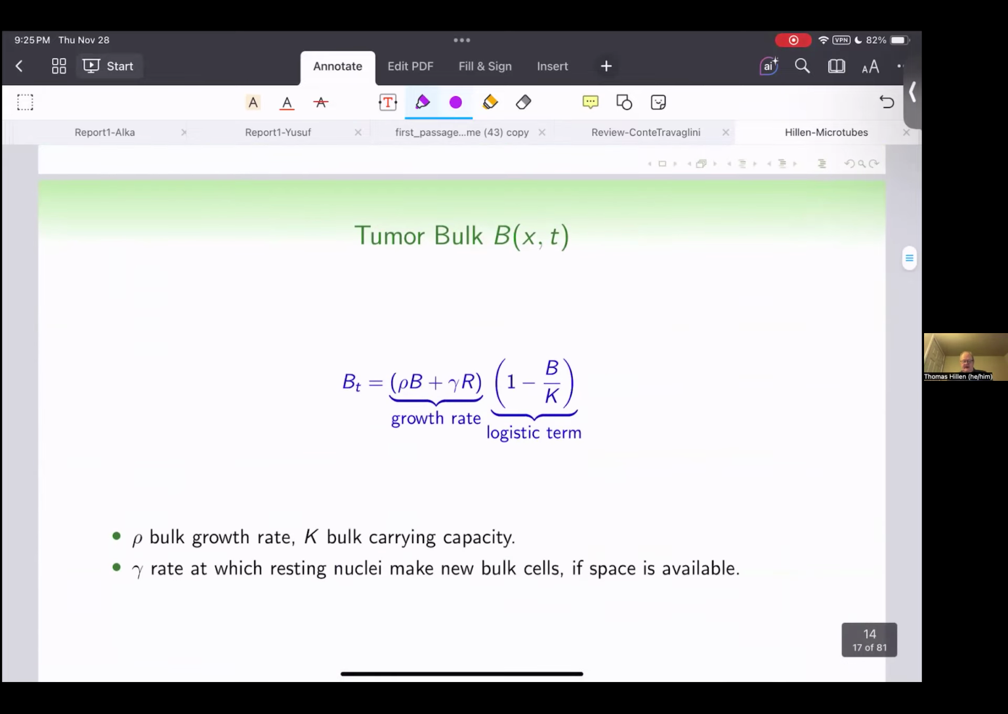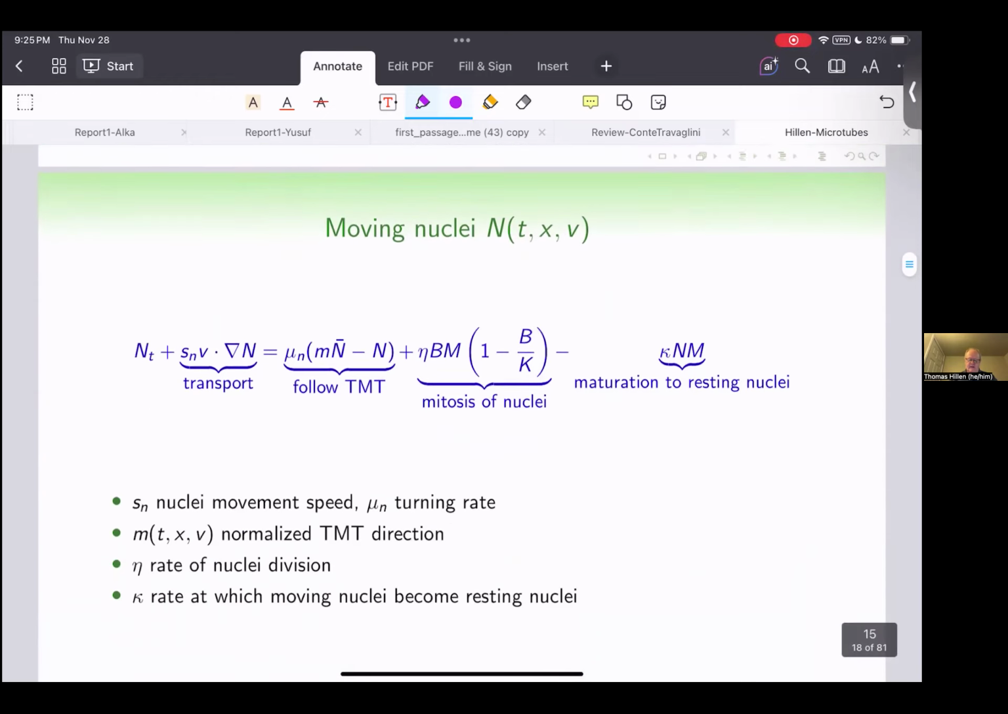Then the tumor bulk can grow. So we use a logistic term. We have a direct growth with the rate rho, and then we have this microtube-driven growth from the resting cells, which we call gamma R, and then they grow into bulk cells. So this is, again, a simple equation.